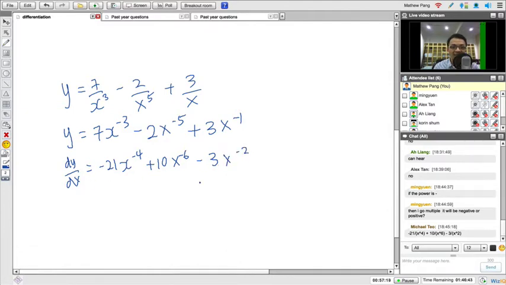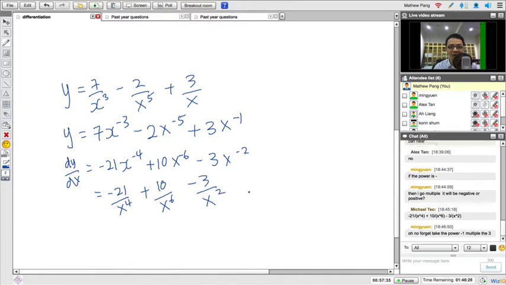Okay, then after you've done this part already, what you need to do is change this one back to the fraction form. So this one will be negative 21 over x power 4 plus 10 over x power 6 minus 3 over x squared. This is the answer. Don't forget to take the power of negative 1 multiple to 3. Yes, please. Even if it's negative 1, you still need to multiple 3. If not, you get the wrong answer.